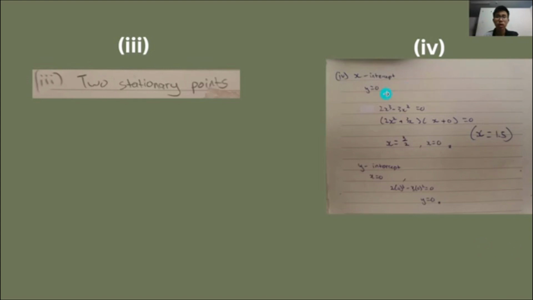To find the x-intercept, y must be 0. Therefore, 2x to the power of 3 minus 3x to the power of 2 equals 0, and we'll factorise it as x squared times (2x minus 3) equals 0. So the x we got is x equals 3 over 2. And later on, the y-intercept, where x equals 0: 2 times 0 to the power of 3 minus 3 times 0 to the power of 2. So we get y equals 0.